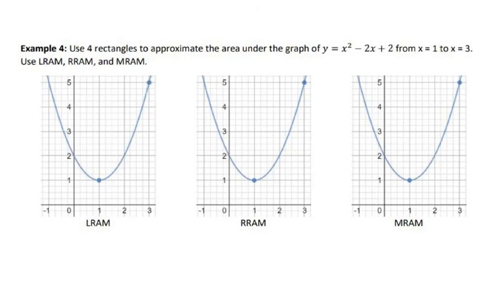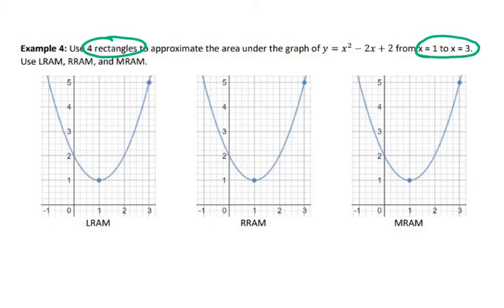Alright, so in example 4, it says use 4 rectangles to approximate the area under the graph of y equals x squared minus 2x plus 2 from x equals 1 to x equals 3. We're going to use all 3 approaches this time. And I'm going to instruct you to make these rectangles of equal width because in general that's the direction we're headed with this, just because the more uniform things are in math, the easier it is for us to generalize it. So the 4 rectangles is important and the interval on which we're looking at. So we're going from 1 to 3 and turning it into 4 rectangles.